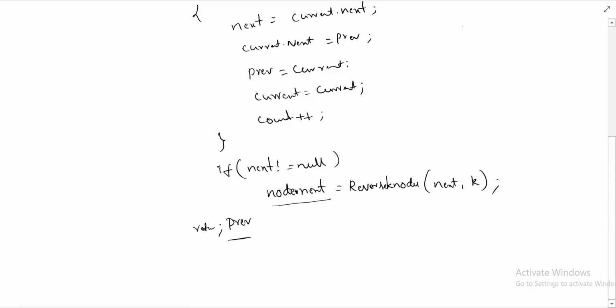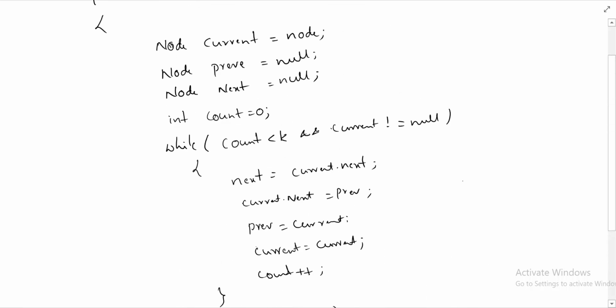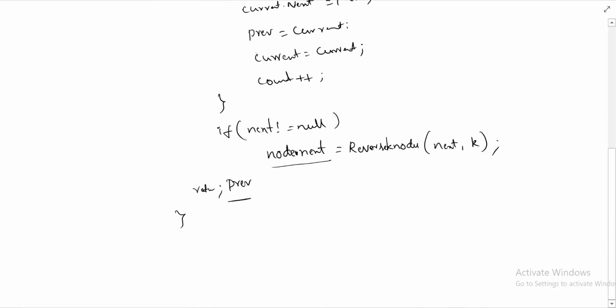Node dot next equal to previous, the reversed list. This is it. The first previous will be the first reversed linked list, that will become the head of the final list. So return previous. That's it.